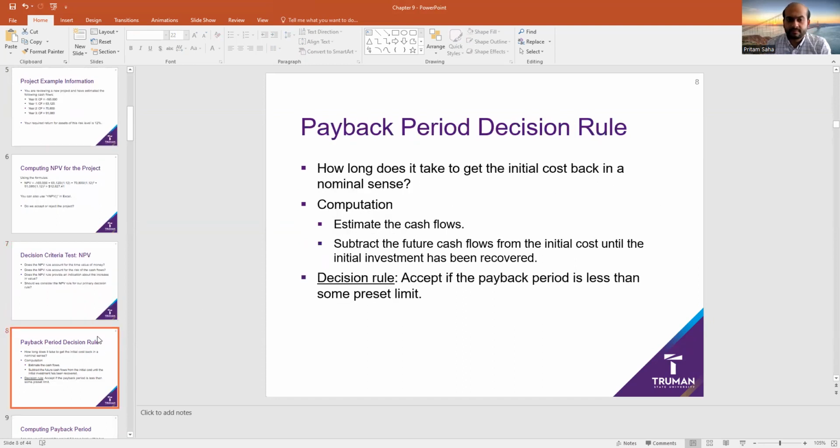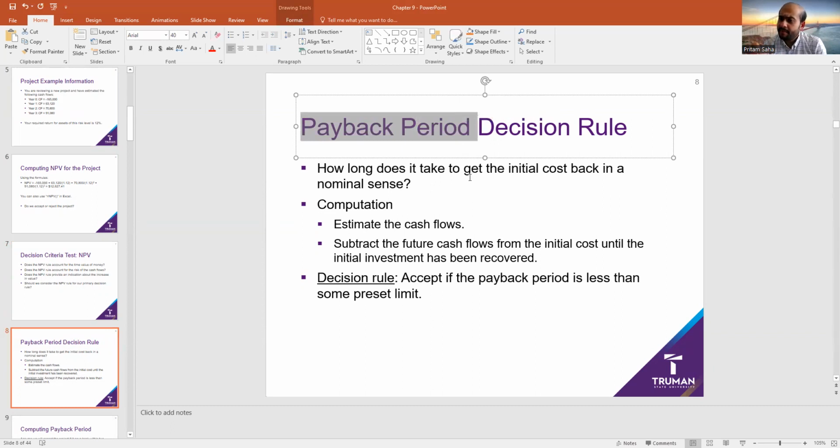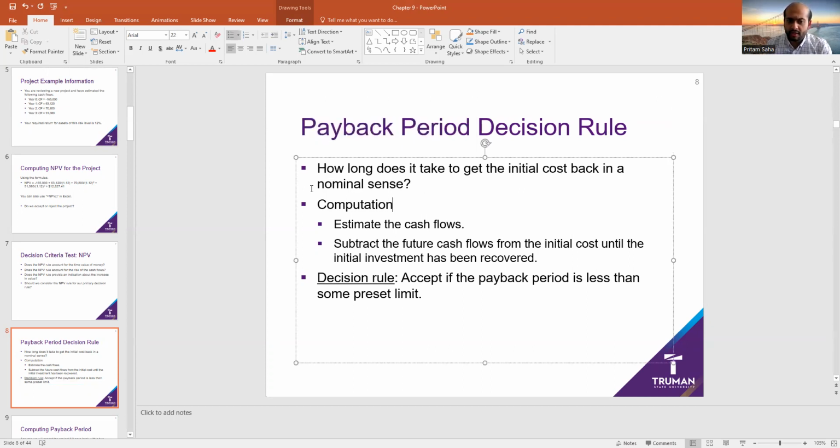The second proxy is called payback period. So basically the payback period is trying to tell you how long, in years mostly, it takes to get the initial cost back. In payback period, you compare the investment you make with all the cash flows in different years, and how many years it takes to get back the initial investment. And the caution here is that it compares all the nominal values. What does nominal mean? Next slide.